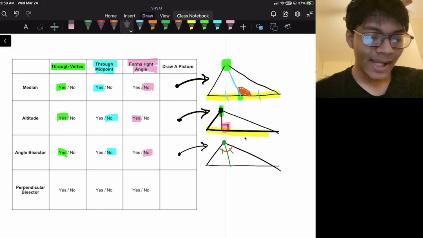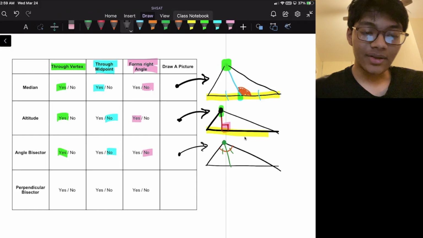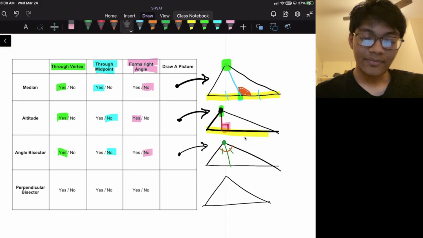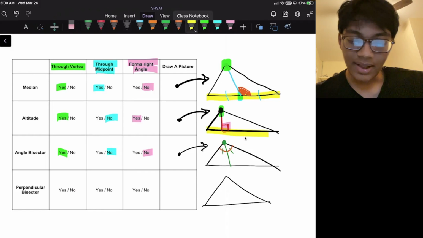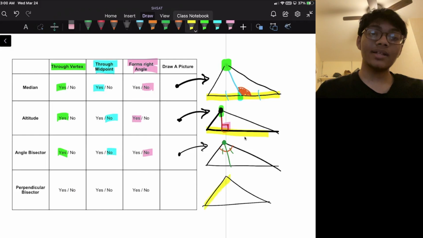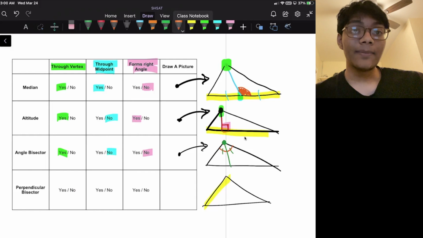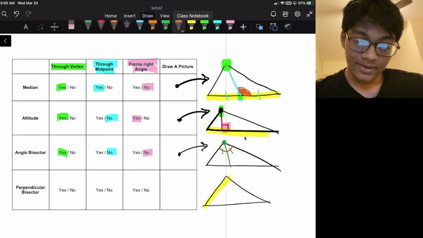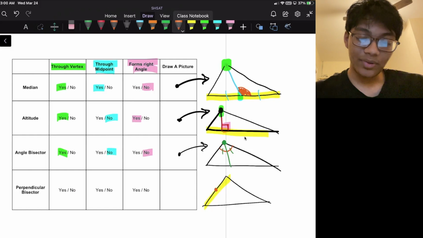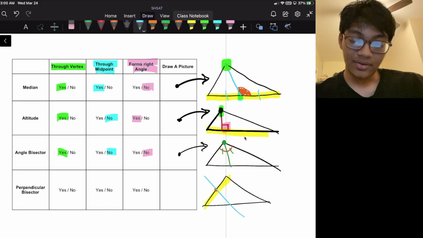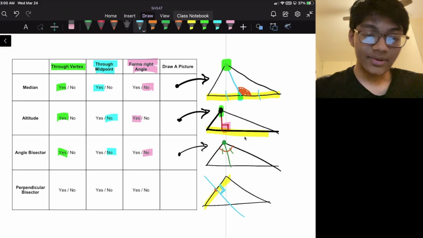Finally, the last one up is the perpendicular bisector. Let's draw a picture for that one. So here's my triangle, and let's say I want the perpendicular bisector to this side. Let's make it a little fun. First of all, I know I want to chop this side in half. So the midpoint, the halfway point, is probably around there. And I want my perpendicular bisector to chop it in half at a right angle. So here's my right angle. Okay, boom. So let's fill out the questions now.